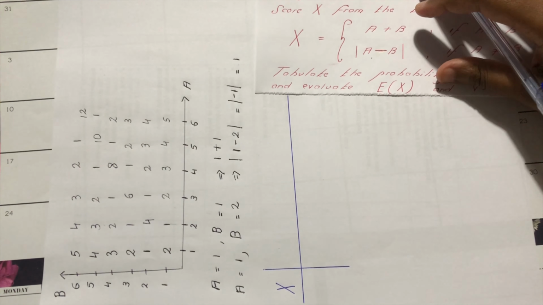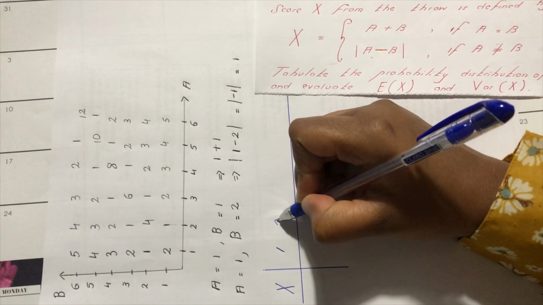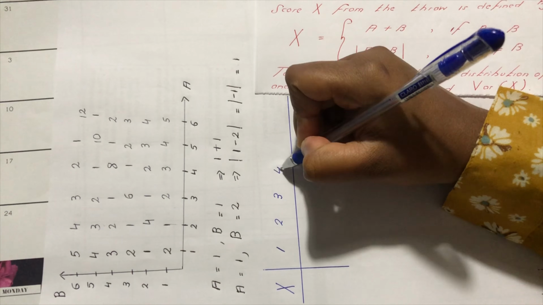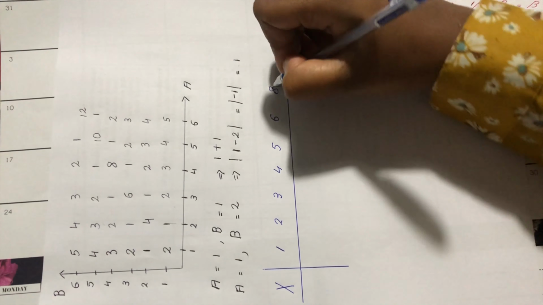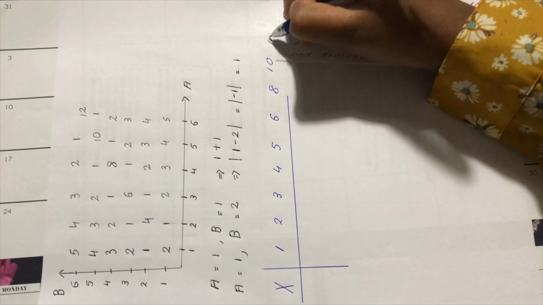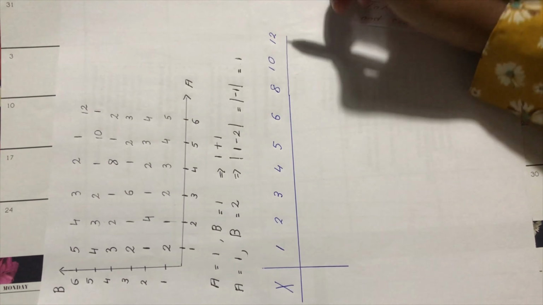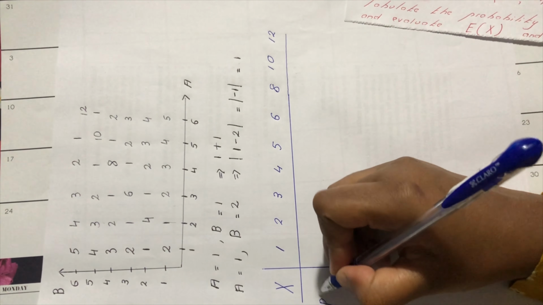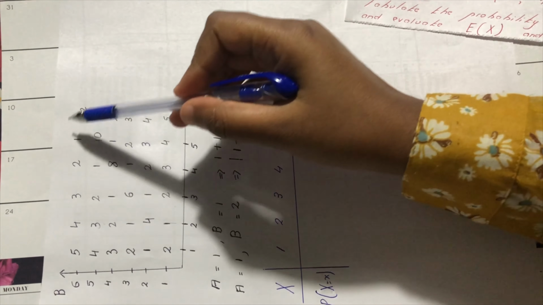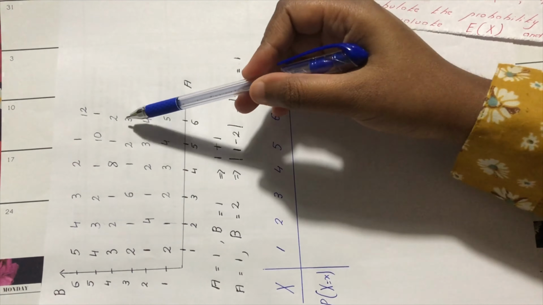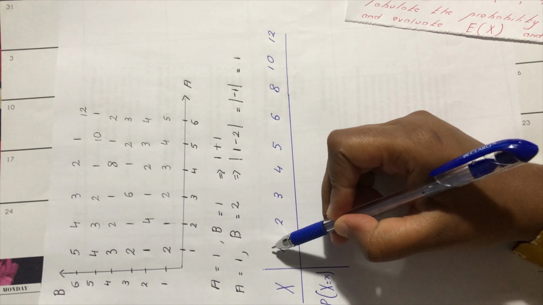So we're going to fill in the values of X where we've seen that it can take 1, 2, 3, 4, 5, 6, 8, 10 and 12. Now, how are we going to find the probability of each? How many times a particular value is occurring. We know that the total number of values that we have is what? 36. So out of the 36, how many 1 do we have?